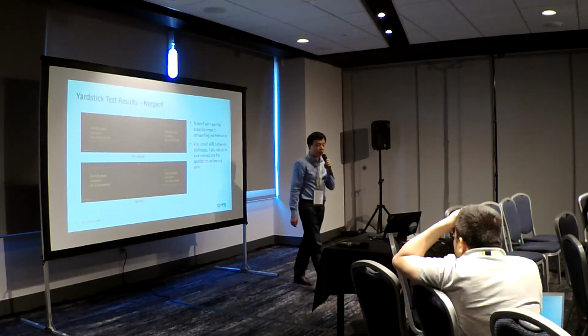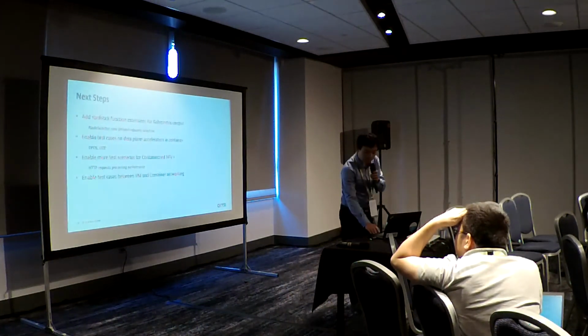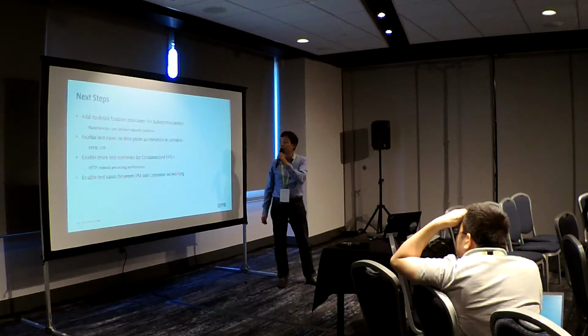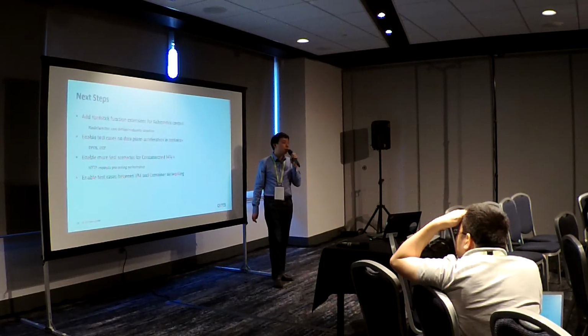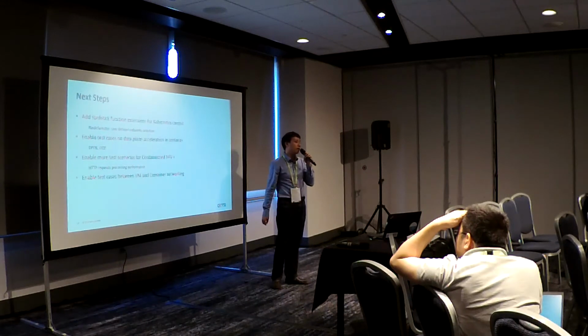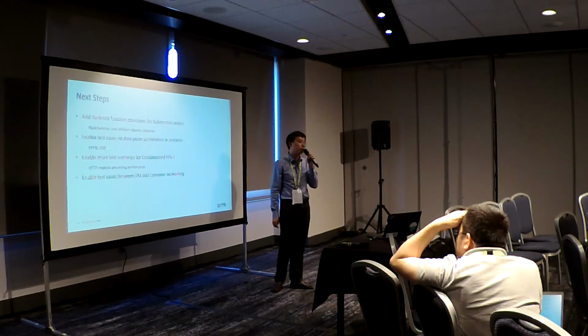So the first thing we want to do in our next step is to add Yardstick function extensions for the Kubernetes context. In fact, Kubernetes itself already supports the node selector and the network selector. The problem is that Yardstick is currently not providing such information to Kubernetes. So this is our first plan, to make it support node selection and network selection.